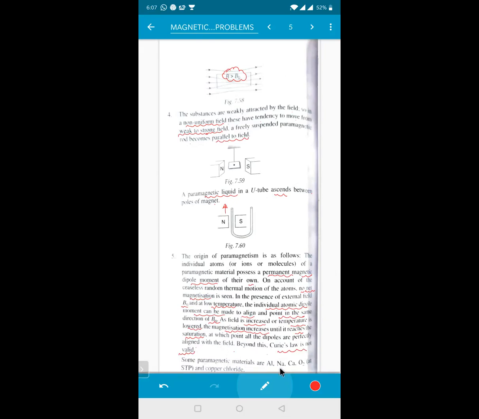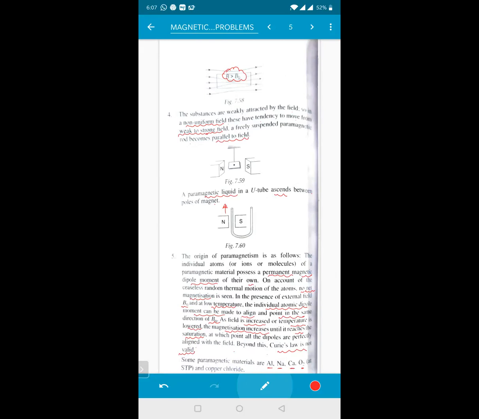Some of the paramagnetic substances are aluminum, sodium, calcium, oxygen at NTP, and copper chloride at NTP. These are the best examples of paramagnetic substances. Just read the statement. If you have any doubt, let me know.